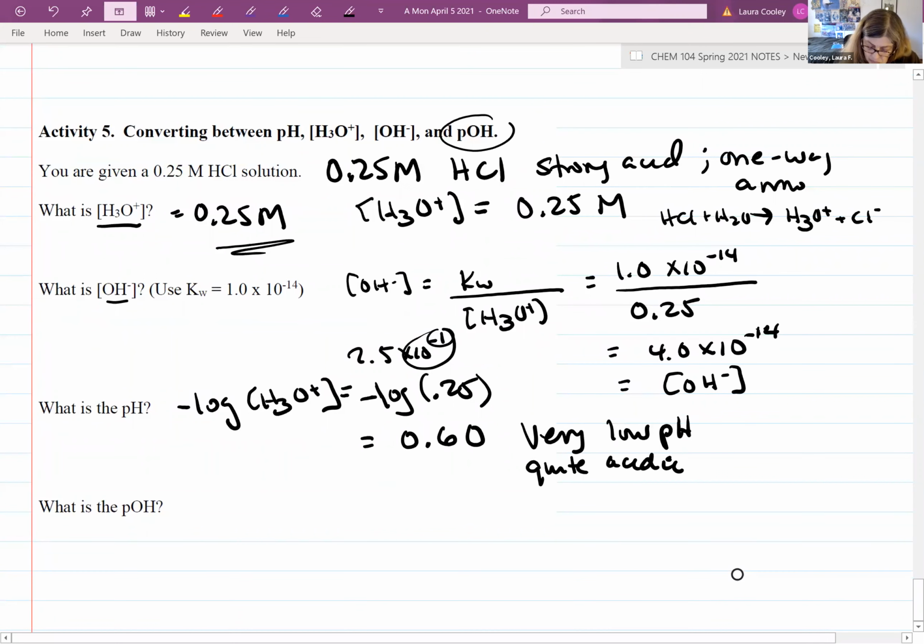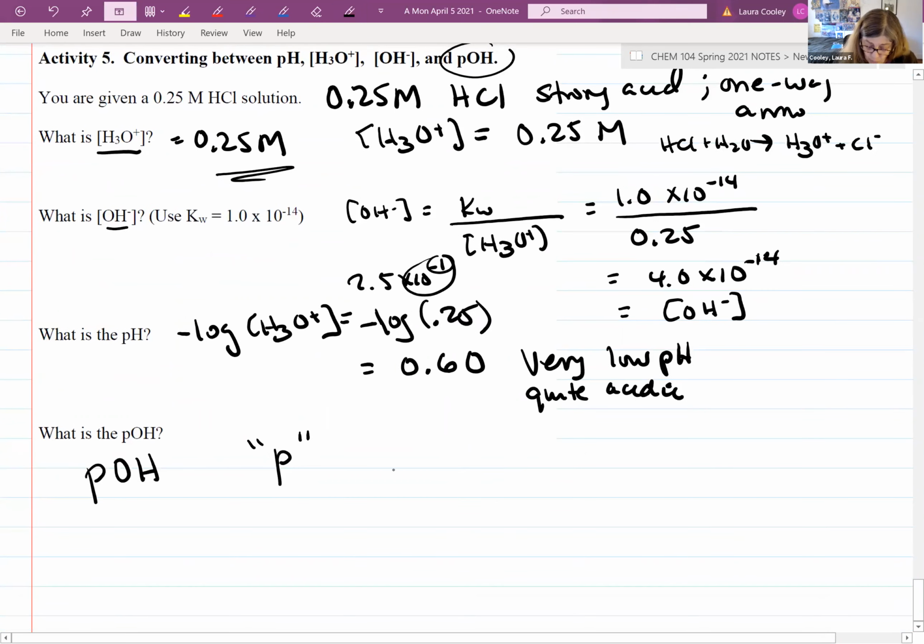And that's because, of course, you had a strong acid at 0.25 molar. Okay, so that's that. Now, there's another thing asked here, and that is, what is the pOH? Now, this p is actually something that's used very often in chemistry, not just in acid-base chemistry. And p always means negative log. Okay, so the pOH is the negative log of the OH minus concentration.